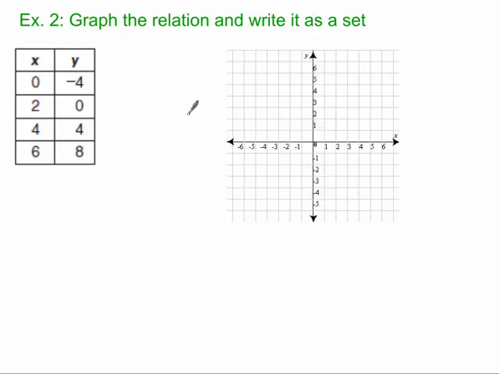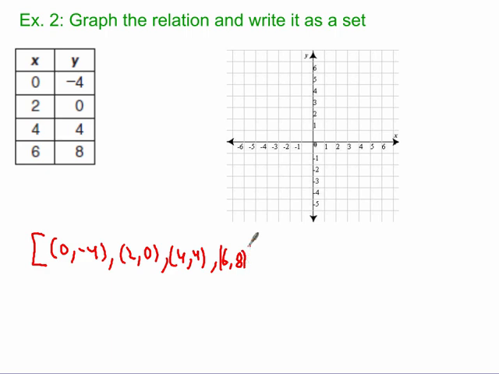Example 2 says, graph the relation and write it as a set. I'm going to write it as a set first. Pretty simple, I just take each one of those points and turn it into an ordered pair: (0, -4), (2, 0), (4, 4), and (6, 8). Easy enough. Now I'm just going to graph it by graphing each one of those points. So I go 0, -4, then 1, 2, 3, 4. There's a point right there. (2, 0) is right here. (4, 4) is right here. And (6, 8) is all the way up here. And there we go, I've graphed it.